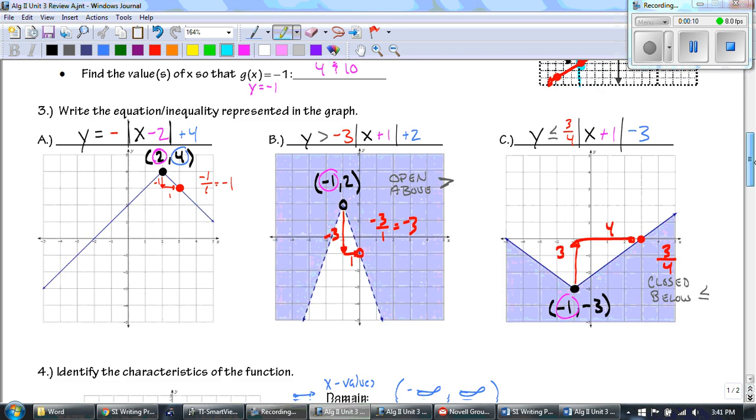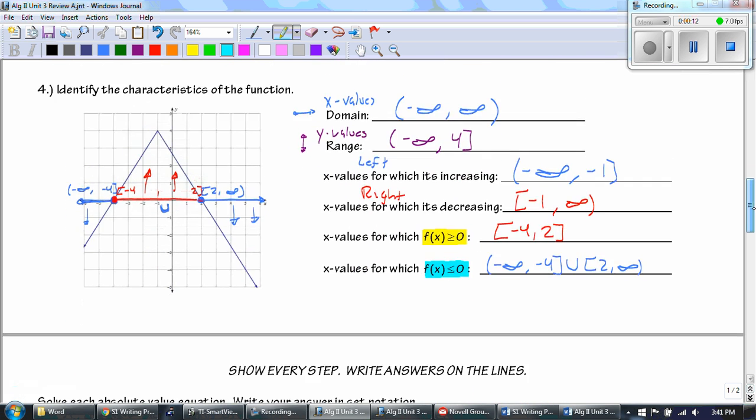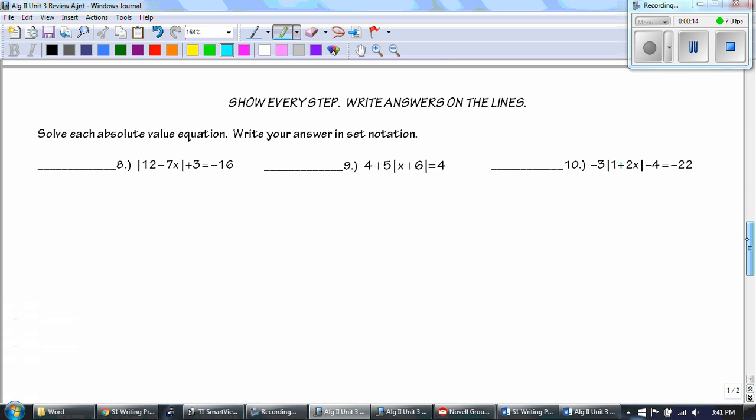Sorry guys, I already did this page. Well, go back and watch it. It was video number 1. Okay, so on the back now, once again, show every step, write answers on the lines, and let's get to it. Now, we're talking about absolute value equations, and to write our final answer in set notation, especially in number 11 and number 12 when we get down there. So let's get to it.